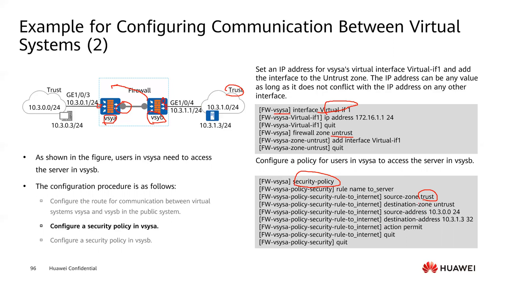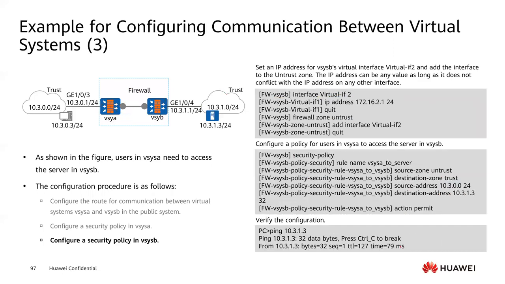You need to set the source zone and the destination zone, source address and destination address, and set the action to permit. And for VSS B, set the interface to untrust and set the security policy. Then, on the PC, ping the server, noting the destination address. Now you can finish the ping.